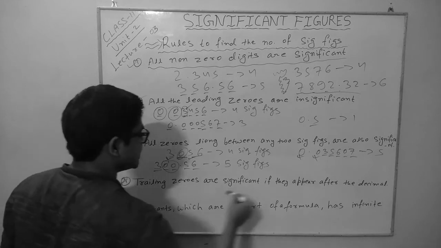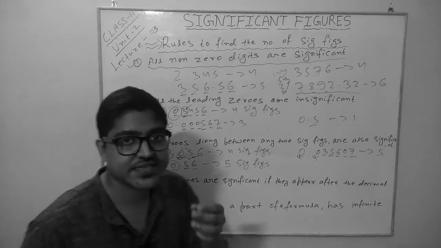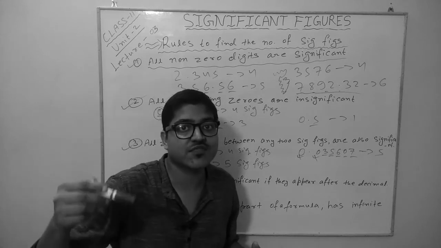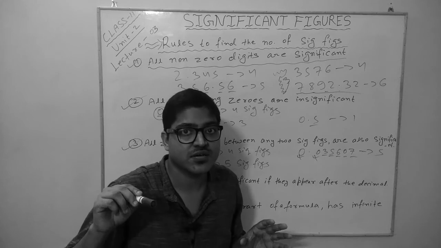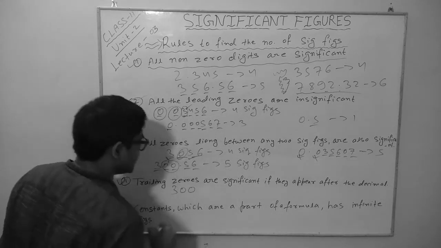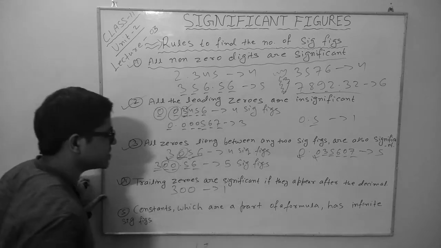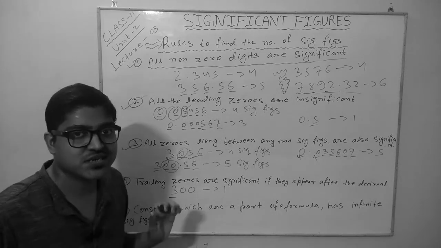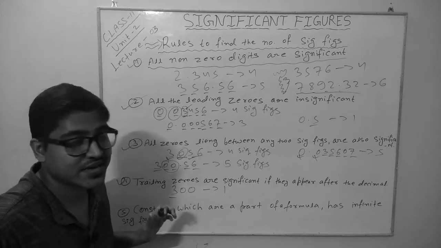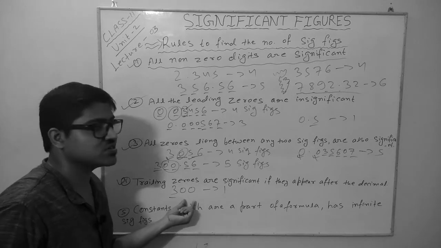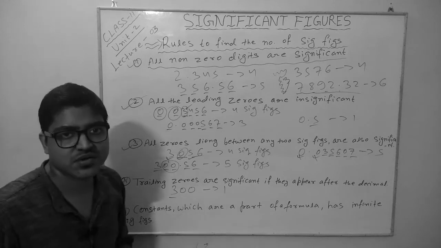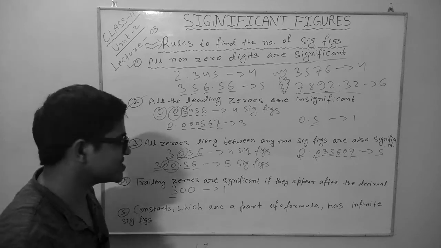Rule number 4 says trailing zeros are significant if they appear after the decimal. What do trailing zeros mean? Trailing zeros means all those zeros which are lying after the last non-zero digit in any measured value. So in 300, the number of sig figs is 1. Why? 3 being a non-zero digit is a significant figure, but are these two zeros significant or not? They are not significant. Why? Because although they are trailing zeros, they are not appearing after the decimal. There is no decimal in this number. So there is only one sig fig in this case.